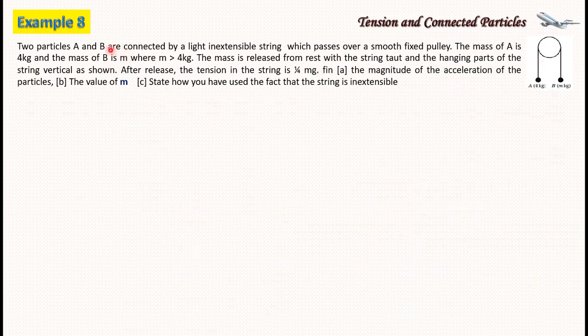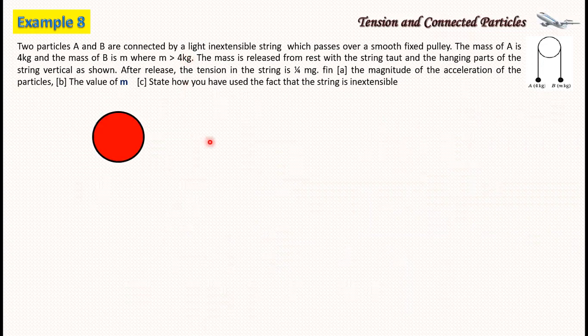Another example: two particles A and B are connected by a light inextensible string which passes over a smooth fixed pulley. The mass of A is 4 kg and the mass of B is M, where M is greater than 4 kg. The masses are released from rest with the string taut and the hanging parts of the string vertical as shown. After release, the tension in the string is 1/4 Mg. Find A, the magnitude of the acceleration of the particles, and B, the value of M. State how you use the fact that the string is inextensible.